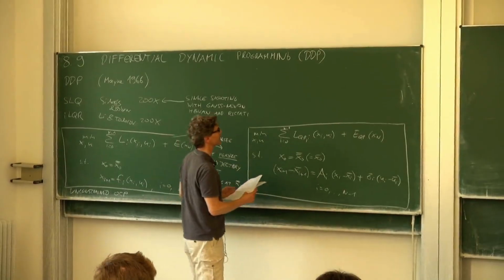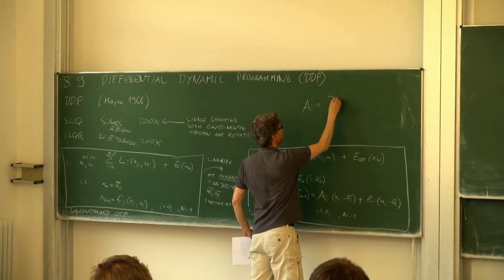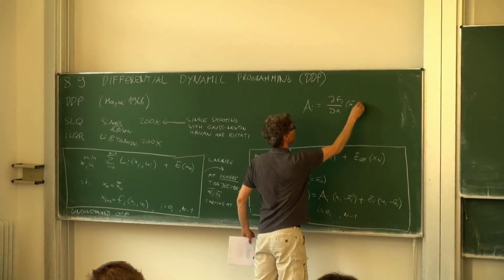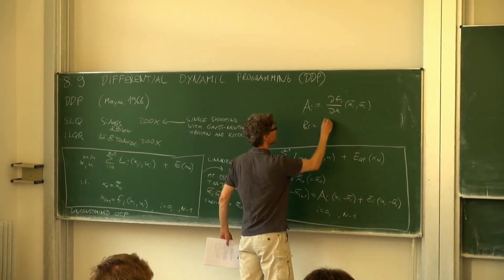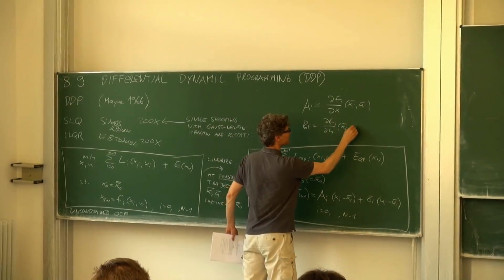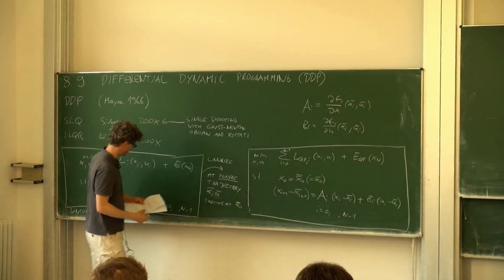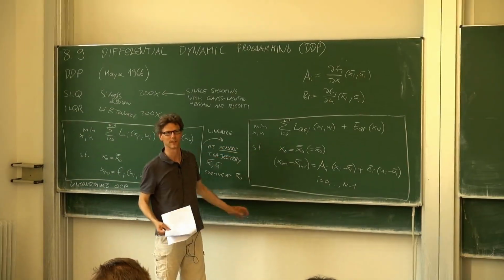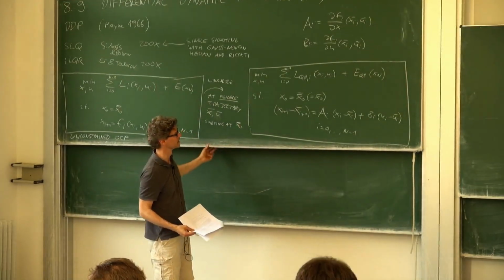So maybe I put it here at the top. A_i is defined to be df_i/dx at the point x_i bar and u_i bar. And for B_i, it's the same, it's the derivative with respect to u at the feasible trajectory. Now, feasible trajectory means it satisfies all these constraints, and that's why these equations simplify a bit. Compared to the usual linear quadratic problem, you get a bit simpler equations.